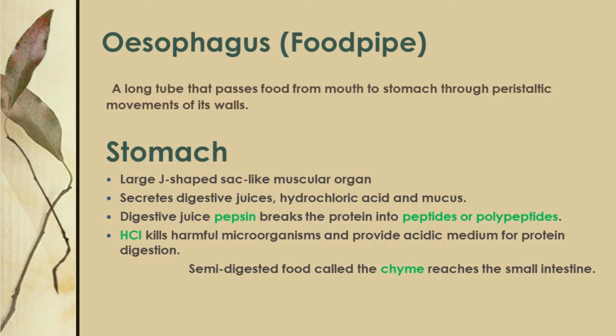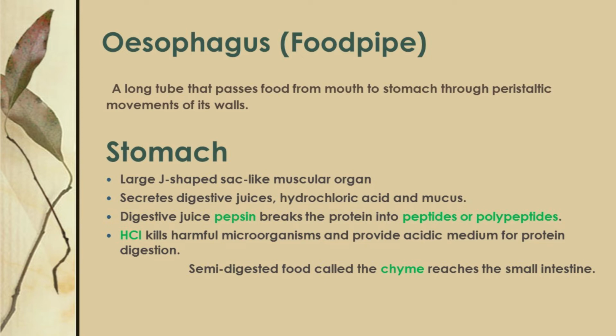Now, the next organ is the stomach. The stomach is a J-shaped organ. It is also a muscular organ of our body. And the inner lining of the stomach secretes digestive juices, hydrochloric acid, and mucus. The digestive juice secreted by the stomach is pepsin.